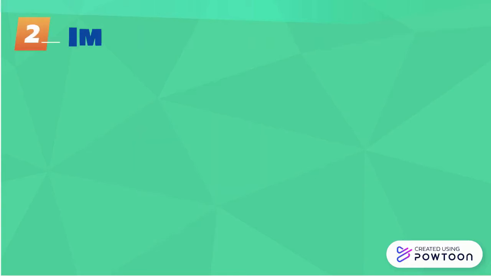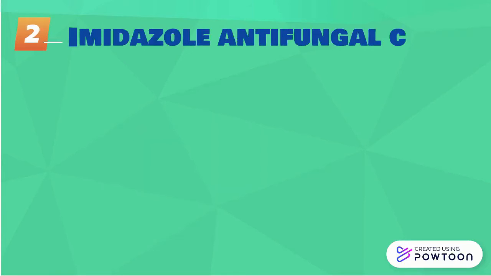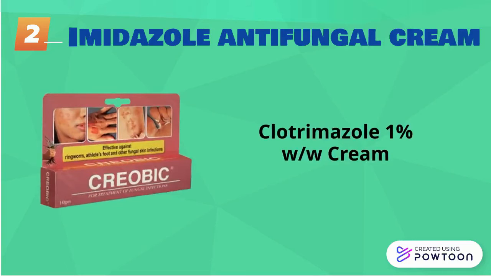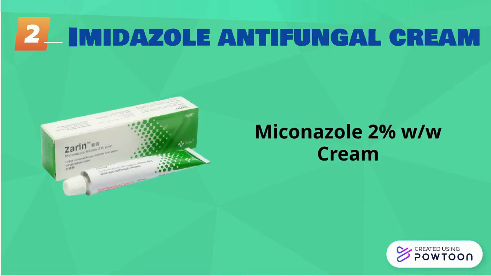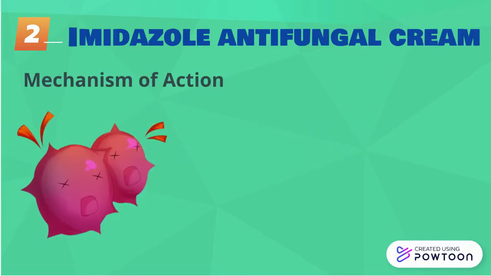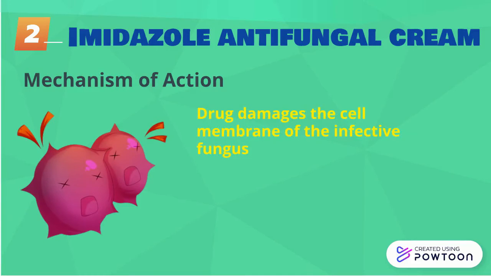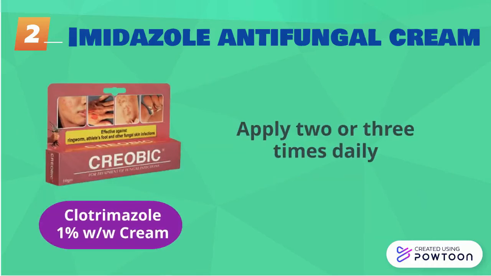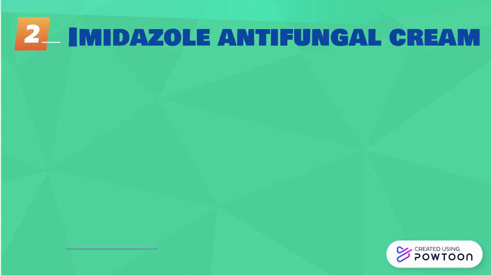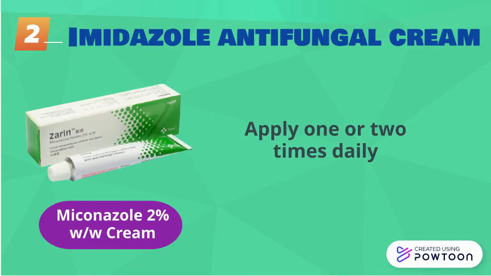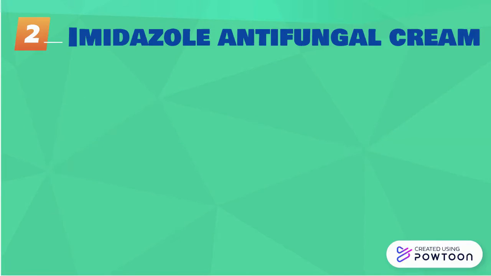The second type of cream that can be used for athlete's foot is imidazole antifungal cream, such as clotrimazole 1% cream and miconazole 2% cream. The drug acts by causing damage to the cell membrane of the fungus, which causes loss of the permeability barrier of the infective fungus. Clotrimazole cream may be applied 2 to 3 times daily, while miconazole cream may be applied 1 to 2 times daily.